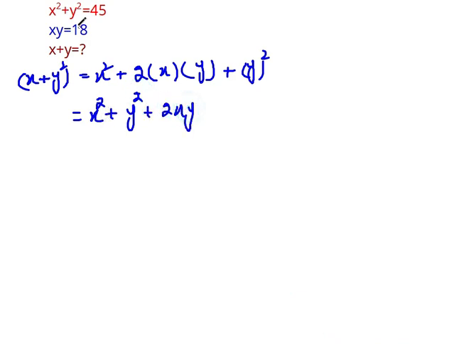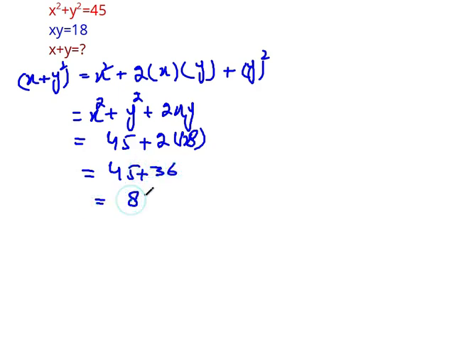Here we know that the x square plus y square value is given, so we will put its value here. (x plus y) square is 45 plus 2 into, as we know, xy is also given, and that will be 18. So 45 plus 36, and it will be 81.